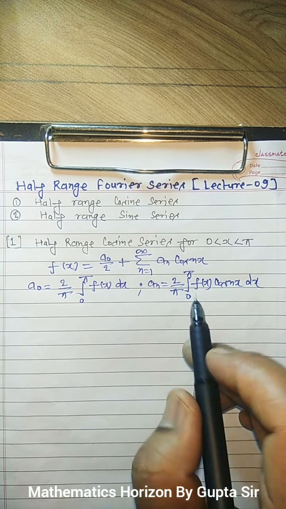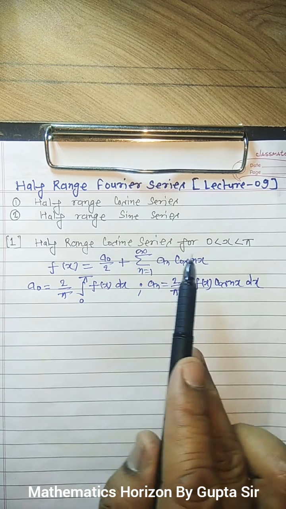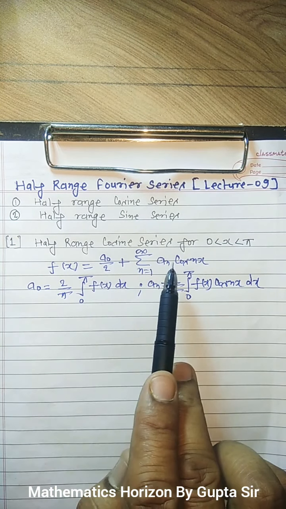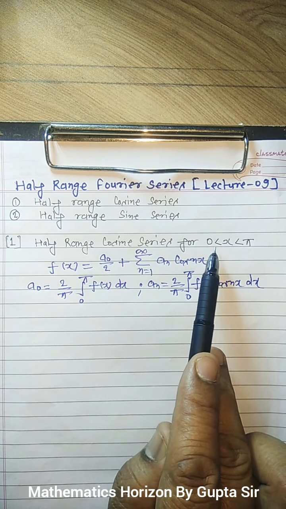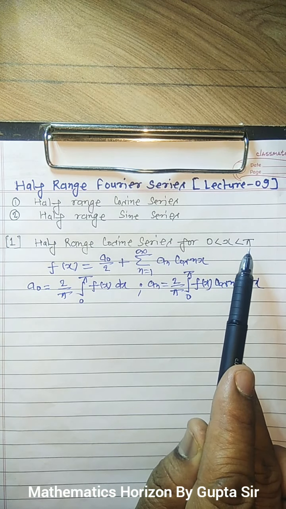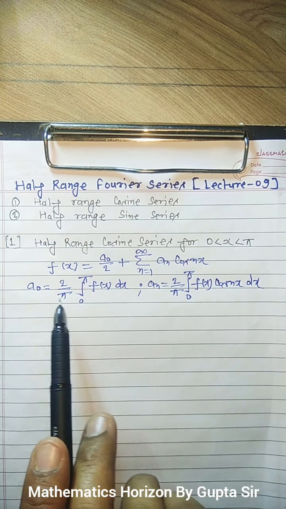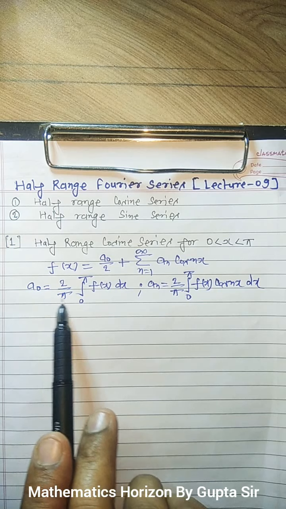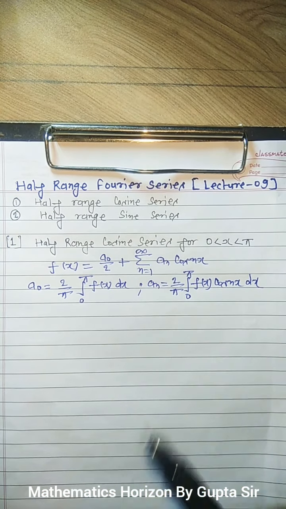Okay, so these are the formulas for the half-range cosine series. Here we have only cosine terms. This is the half-range cosine series for the interval 0 less than x less than pi, where a0 and an are Euler's coefficients. We can find a0 by using this formula and an by using this formula.